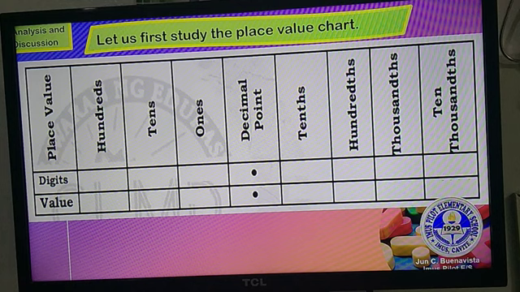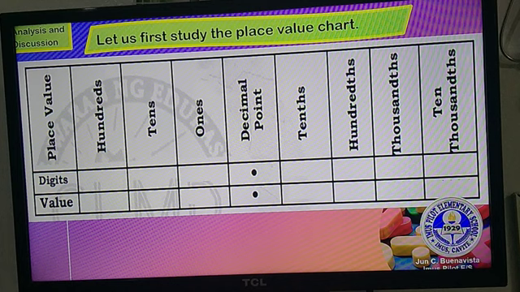Then at the middle, that is the decimal point. After the decimal point, to the right, the first place value of a decimal is tenths. Look at that, there is a THS, tenths. Then followed by hundredths, thousandths, and then ten thousandths, and so on and so forth. The same is true in a whole number, but in a whole number the last letter is only S, while in the decimal number, it is THS.